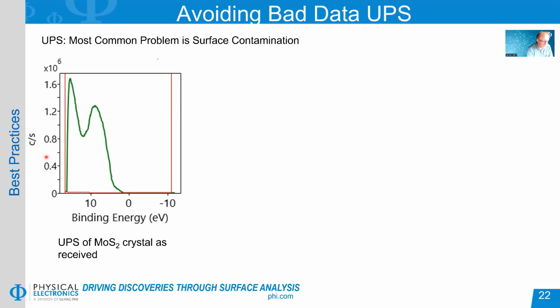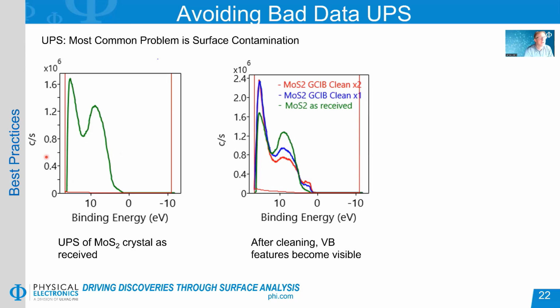And so how can we remove this? Well, we can use GCIB cleaning. So I did GCIB cleaning at 5 nanoamps and 10 kilovolts to make little clusters. And here we have the green is the as received. The blue is a GCIB clean for 10 minutes, and the red is a GCIB clean for 30 minutes.